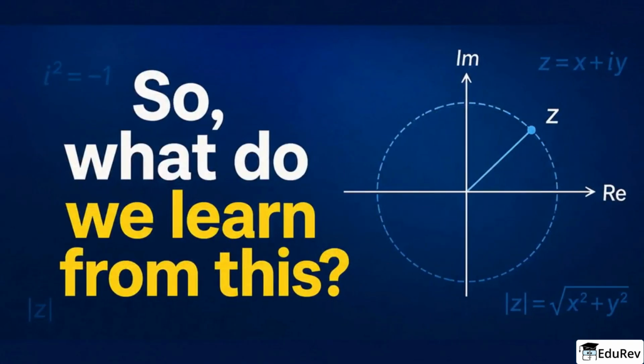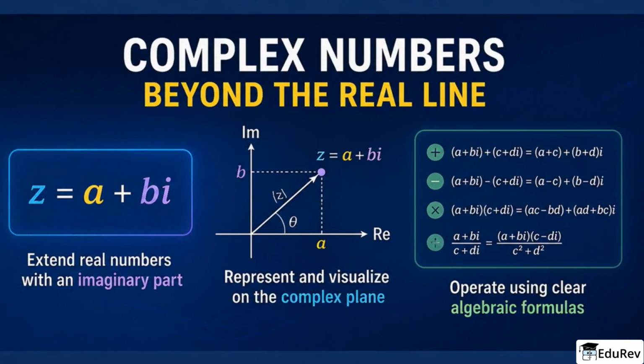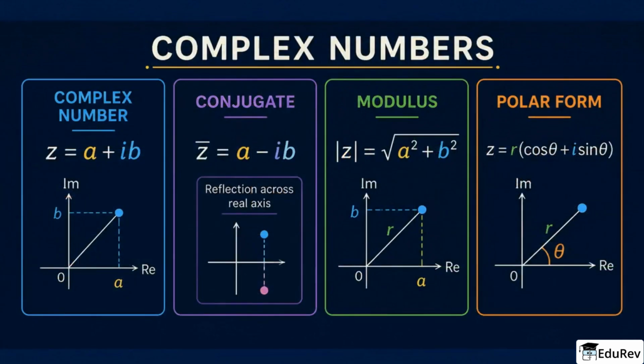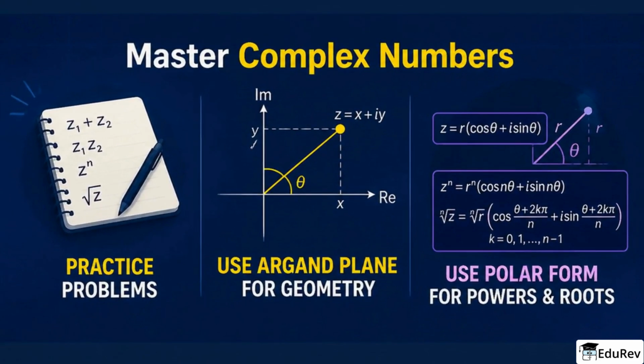So what do we learn from this? Complex numbers extend real numbers by adding an imaginary part. They can be handled algebraically and geometrically, and their operations follow clear formulas. Let us quickly remember. z equals a plus ib, conjugate z bar equals a minus ib, modulus equals square root of a squared plus b squared, and polar form links r and theta. Keep practicing problems, use the Argand plane for geometry, and use polar form for powers and roots.